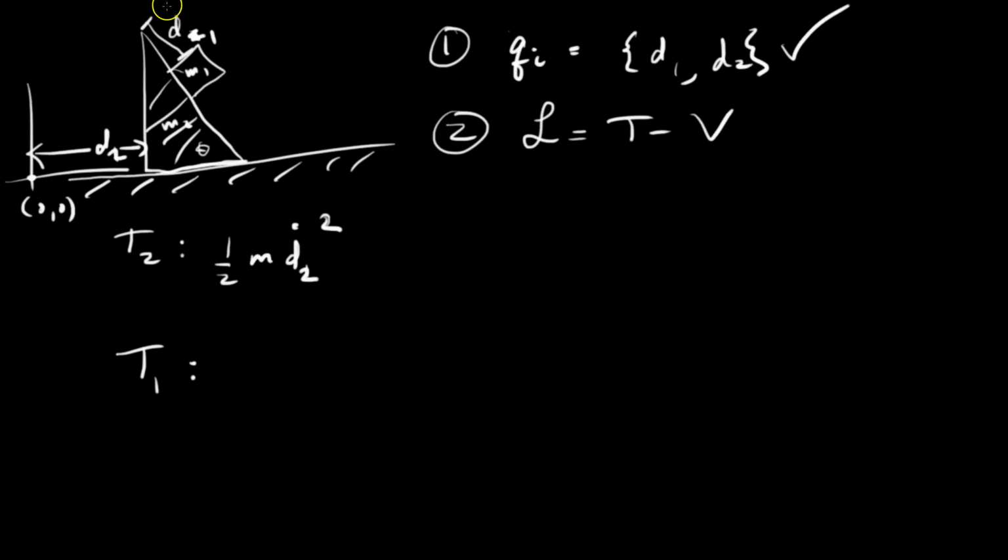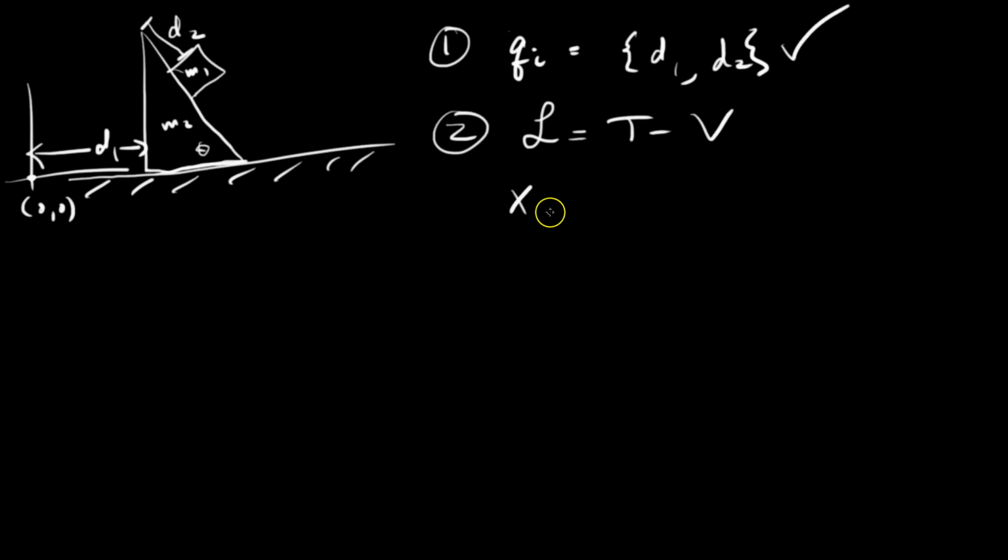First and foremost, this is on the incline, so we have to find x and y first. I should have done this from the beginning, sorry. Let me do this one more time. Let me do the second one first: x2 and y2. What's x2? Well, that's just d2. And y2 is just 0. It's not moving in the y direction.